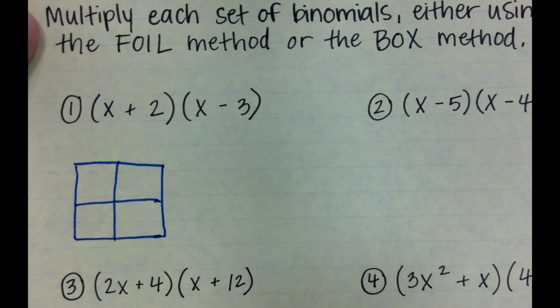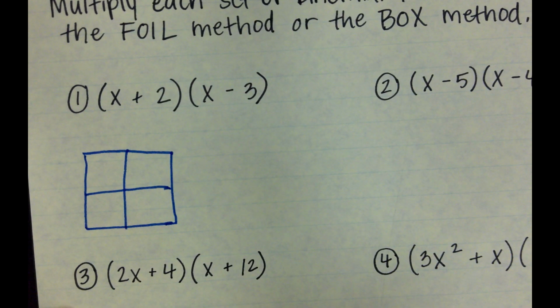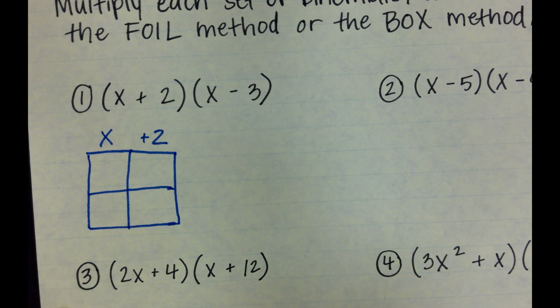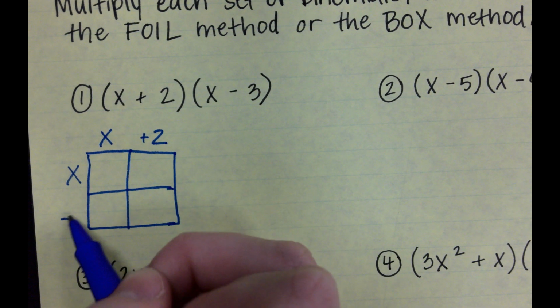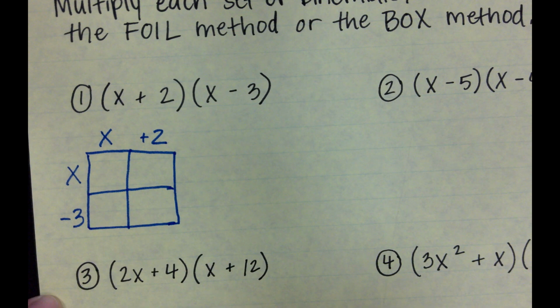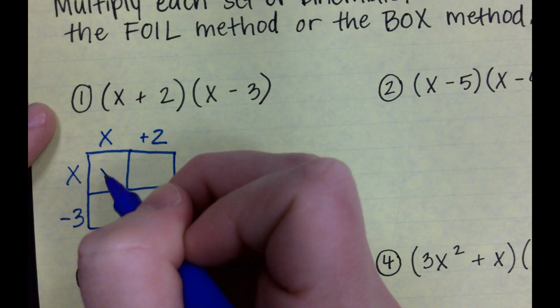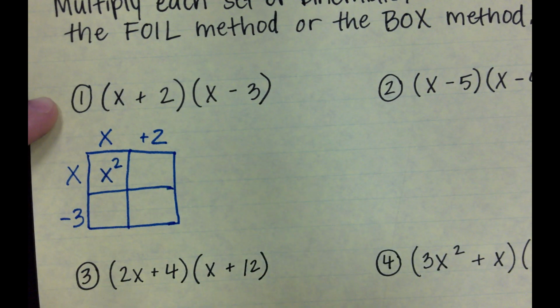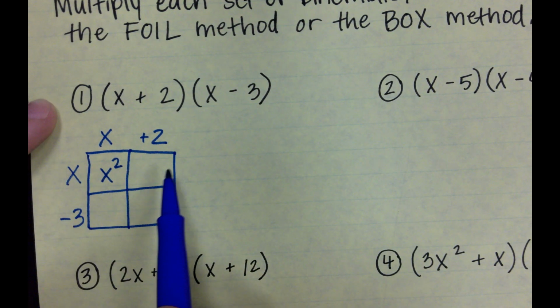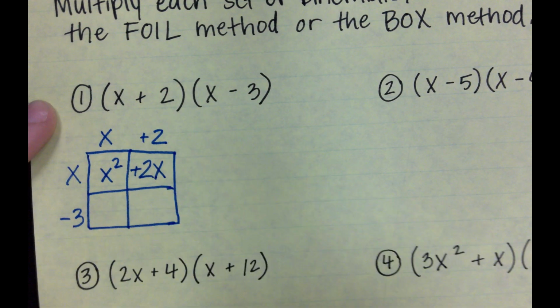Okay. And what should I write on top? First box, on top of the first box, plus 2. Yeah, plus 2. And how about the side here? X and then negative 3. Good. So what am I going to fill in these boxes with? X times X. Good. X times X is what? X squared. X times 2, what is that? 2x. Good. I'm going to write plus 2x.